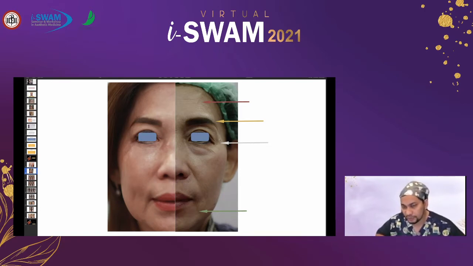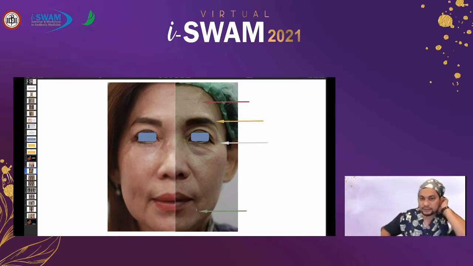So I have 2 layers. And then also to lift up the angle of her mouth, the lip angle, I inject the depressor labii with 2 units to create a lifted angle. Sometimes it depends on the patient. Sometimes I just use 1 unit, sometimes 2 units, sometimes more. So it really depends on the patient's condition.